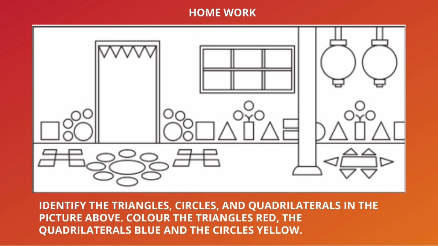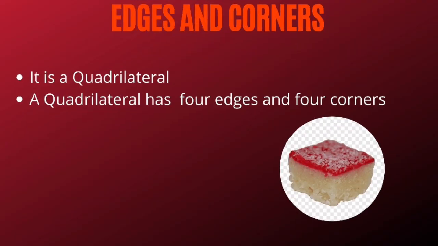Now the next is edges and corners. Now we will learn about edges and corners. But before that, look at this piece of burfi. What is the shape of the burfi? It is quadrilateral in shape. A quadrilateral has 4 edges and 4 corners. See, these are the 4 edges and these are the 4 corners.